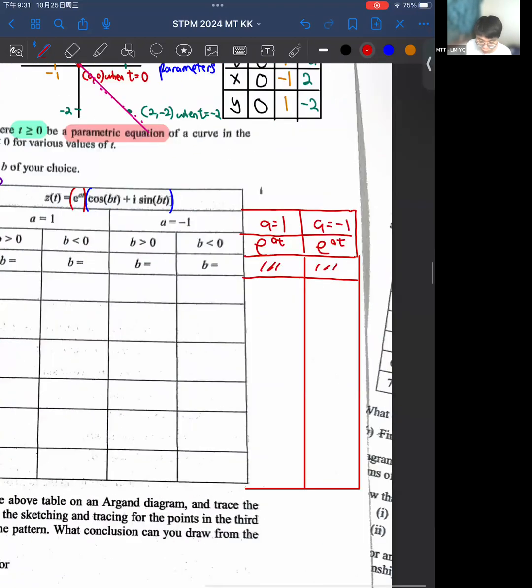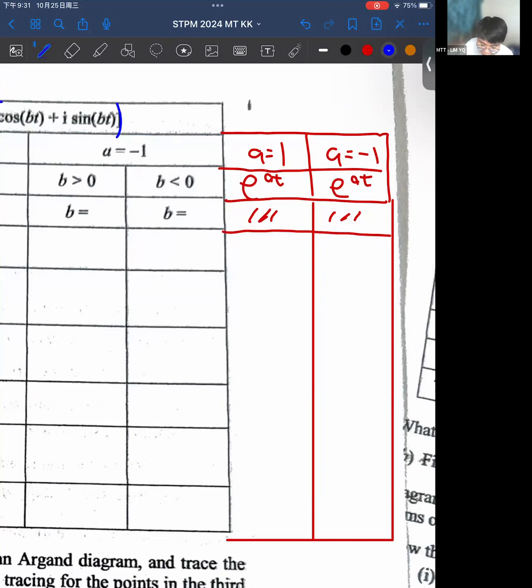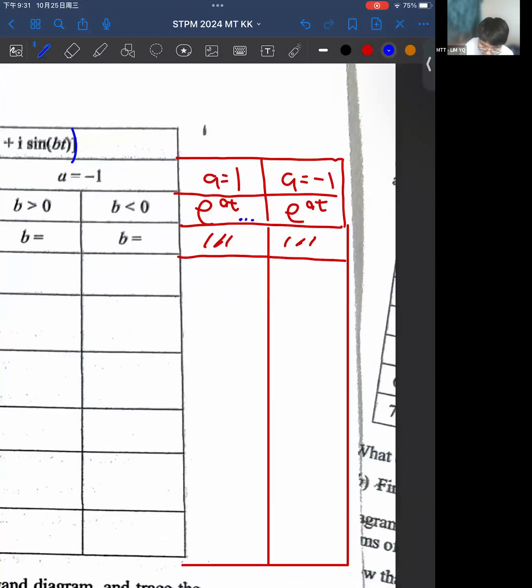Now what's the first value? When t equal to 0, you substitute t equal to 0 in this one. I refer to this as equation 7. You don't write, so never mind. Substitute t equal to 0 into equation 7. e power 0 equal to 1. So the modulus is 1 now.